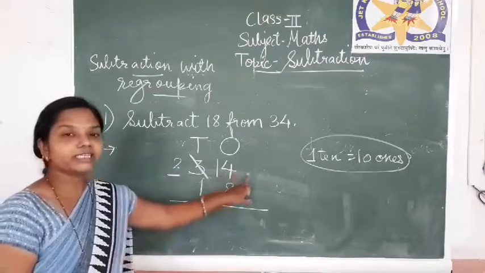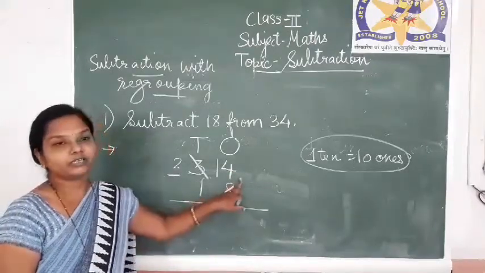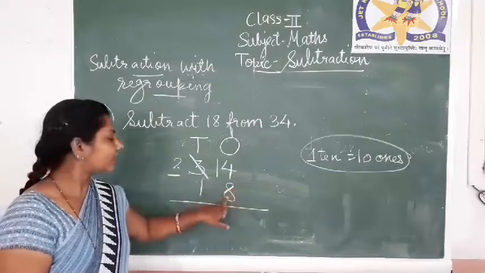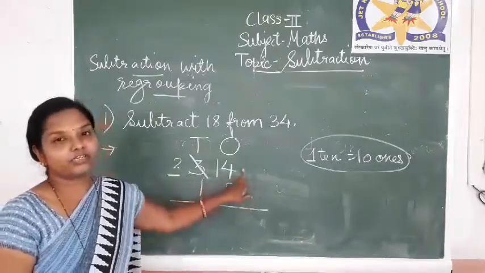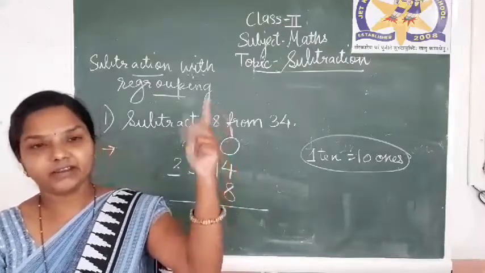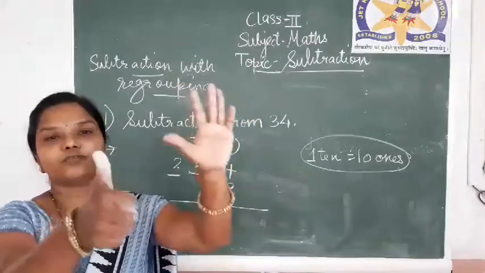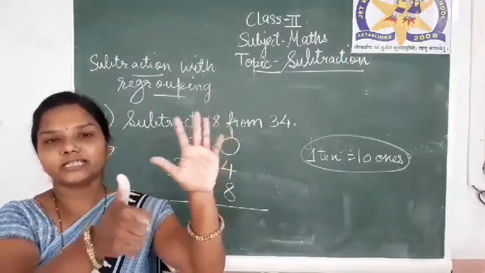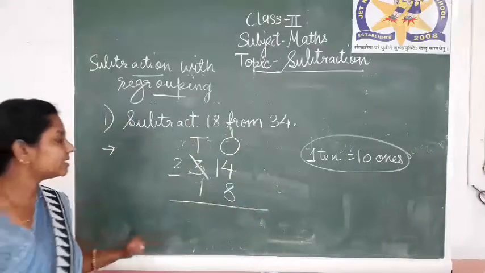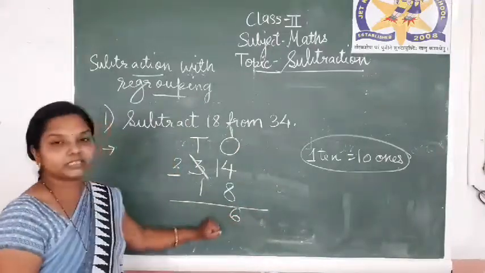Now 14 is greater than 8. I can subtract 8 from 14. How to subtract? After 8, count till 14. Yes, let us count 9, 10, 11, 12, 13 and 14. So how many fingers? 6 fingers. So 14 minus 8 is 6. Write it down in the ones column.